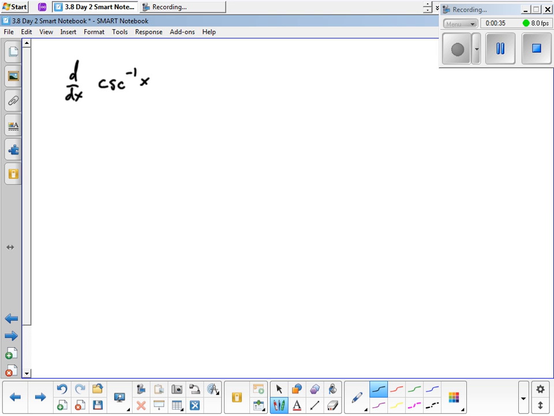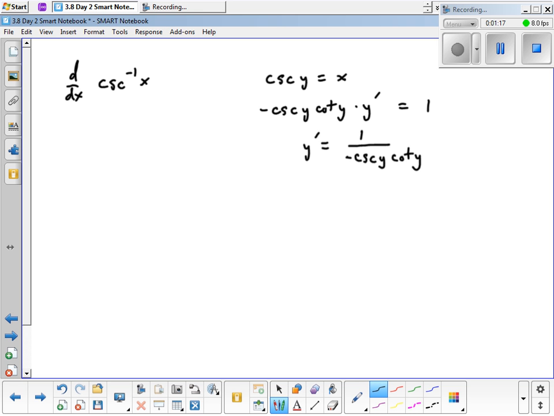Okay, so we kind of learned our lesson. We had mentioned that it might be a good idea to write this as cosecant of y equals x, and then we can take the implicit derivative of that. Okay, so let's go and do that. The derivative is negative cosecant y cotangent y times y prime equals 1, and we end up with y prime equals 1 over negative cosecant y cotangent y.